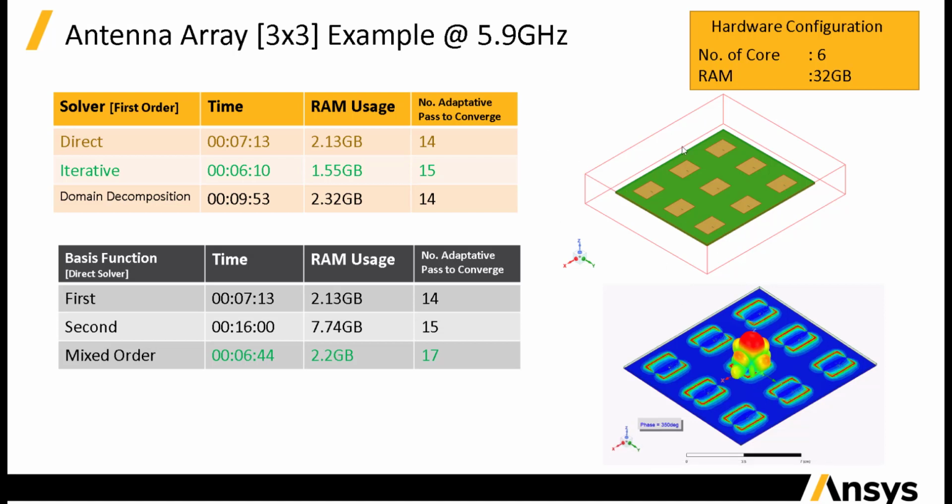And it's solving 9 matrices, and you can do all kinds of post processing just by editing the edit sources. You don't need to rerun the simulation. That's another good point here. And mixed order, which is also a basis function, took only 6 minutes 44 seconds to simulate, 2.2 GB. But I will prefer the iterative solver here, and it took less memory in terms of computation, plus less simulation time.